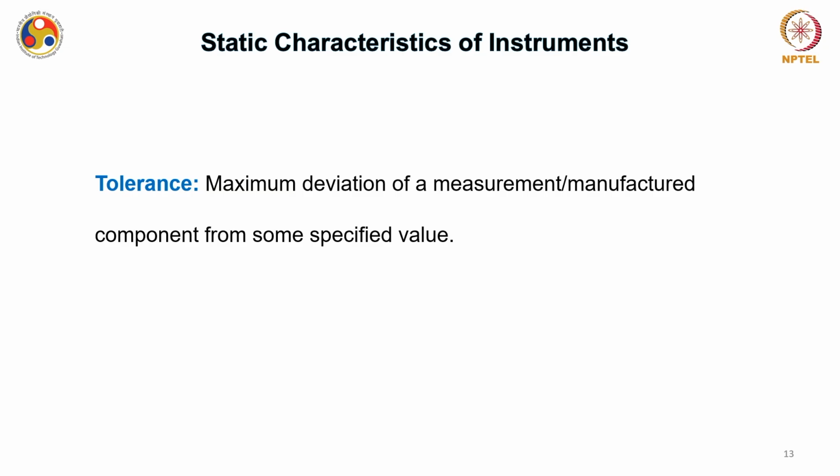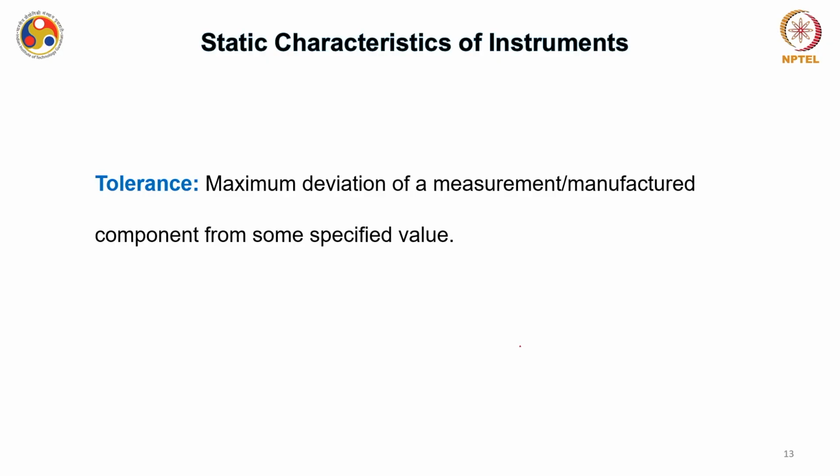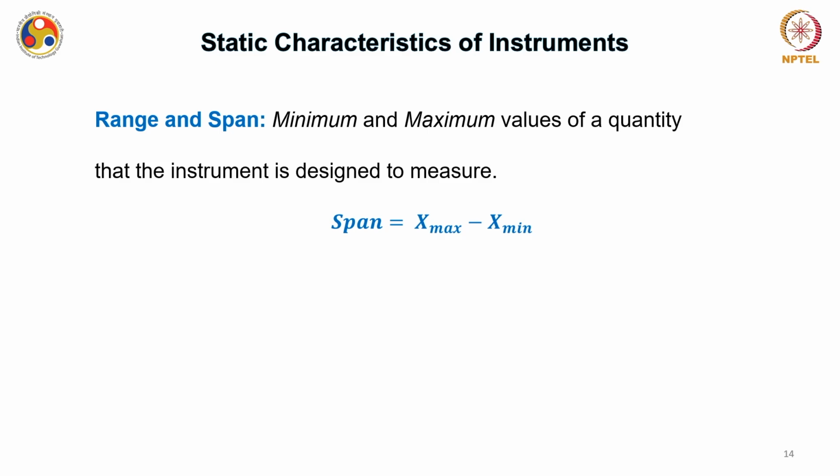So, it is the maximum deviation of a measurement or the manufactured component from some specified values. Usually this maximum deviation is given by the manufacturer itself. Like say I have a voltmeter. The voltmeter usually will come with the tolerance limit. Every voltmeter, ammeter, wattmeter, whatever you take will come with tolerance limit, and this is mostly specified in the specification sheet of an instrument.